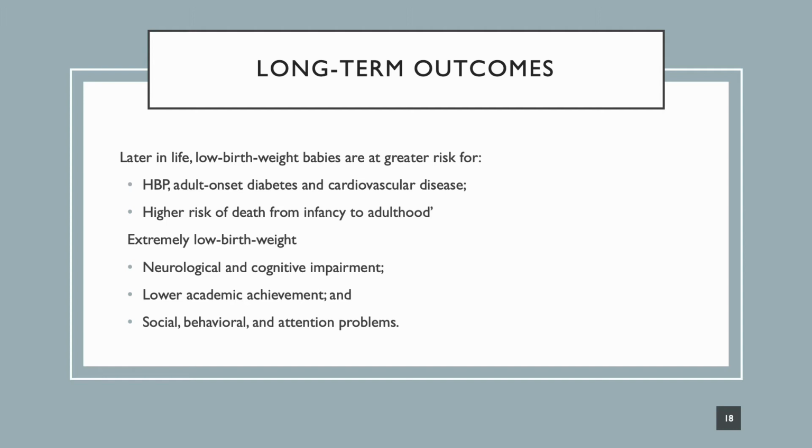There are long-term outcomes that we need to consider. Later in life, low birth weight babies are at greater risk for high blood pressure, adult onset diabetes, and cardiovascular disease. They have a higher risk of death from infancy to adulthood. Extremely low birth weight babies are more likely to have neurological and cognitive impairments, lower academic achievement, and social and behavioral attention problems.